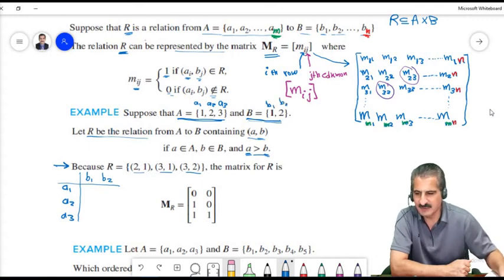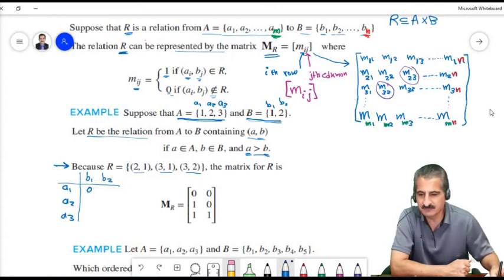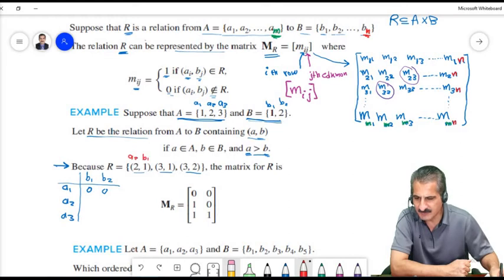Now, is A1 related to B1? The answer is no. So we will put 0 in here. Is A1 related to B2? The answer is no. You see, if we go back to the ordered pairs here, this is A2, this is B1, this is A3, and this is B1, this is A3, and this is B2. So that's how they are related. These are the ordered pairs.